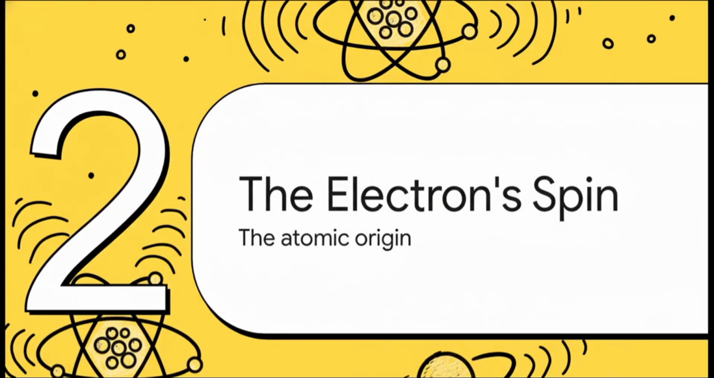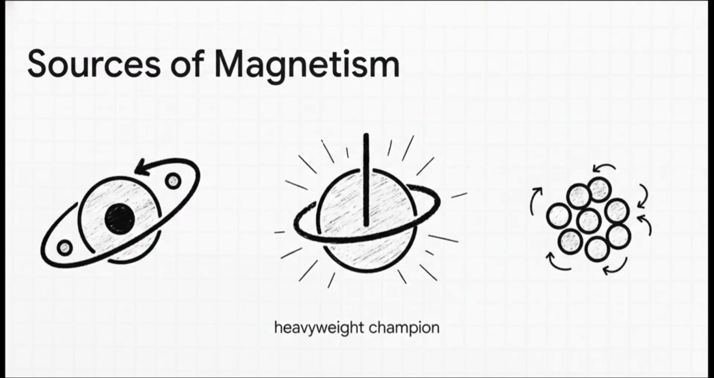But what actually gives magnets this power? I mean, we can see the effects, but where does it come from? The answer, it turns out, is hidden deep down at the subatomic level, inside the atoms themselves. So it turns out an atom can generate its own tiny magnetic field. Physicists call this a magnetic moment, and it does it in three ways. You've got the electron's orbit, the electron spin, and the spin of the nucleus itself. But while all three play a part, one of them is way more powerful than the others.